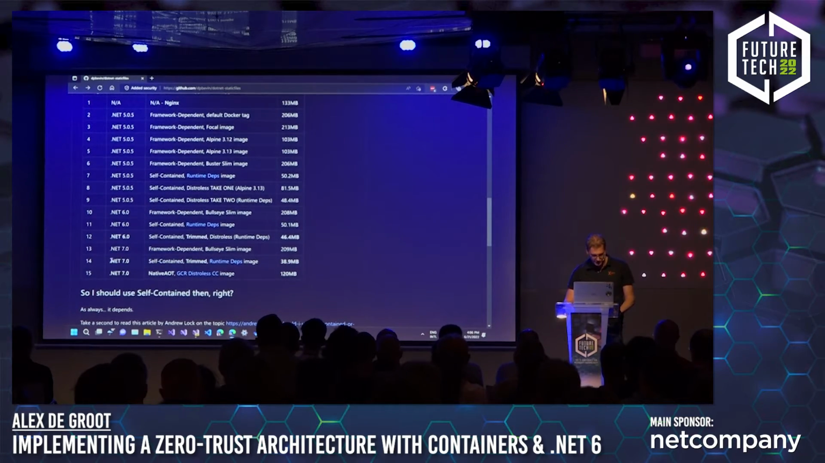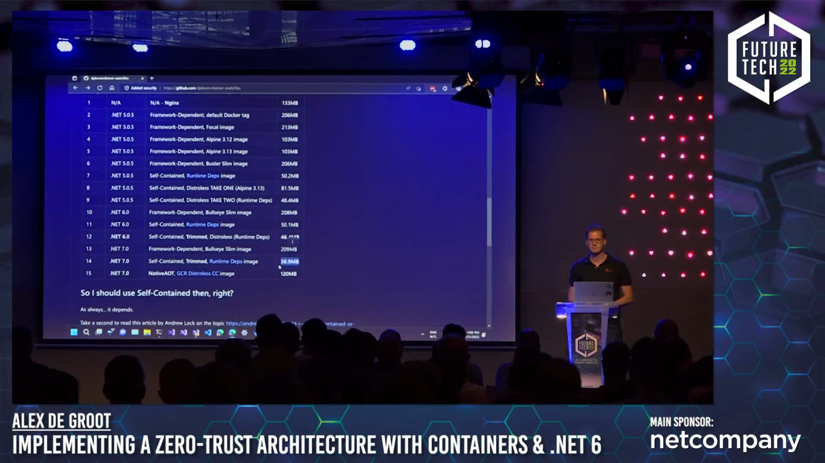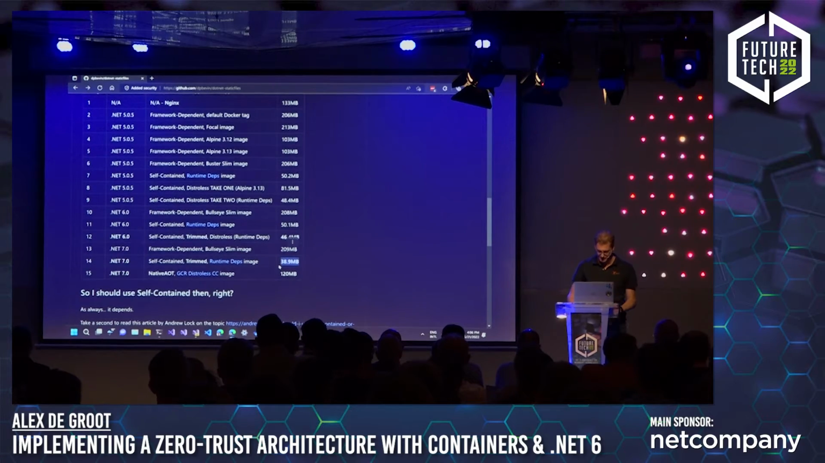There's actually one here, number 14 with .NET 7. It's self-contained, it's trimmed. I will show you in a second what that means. And then only basing itself on the runtime dependencies, the container itself is only 40 megabytes. That's awesome, really awesome, because that means there's only 20% left. So there's no crap in it anymore.